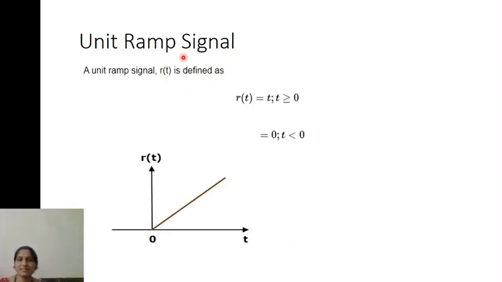Unit ramp signal. This unit ramp signal is defined mathematically by the equation r of t is equal to t for t greater than or equal to 0. For negative values, r of t will always be equal to 0, and for positive values it is equal to t, that means the slope is equal to 1. So r of t is directly proportional to time. This is the unit ramp signal.